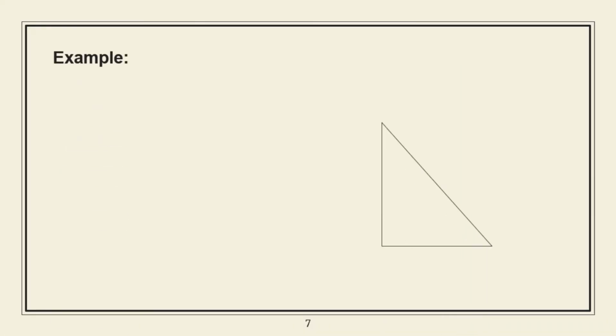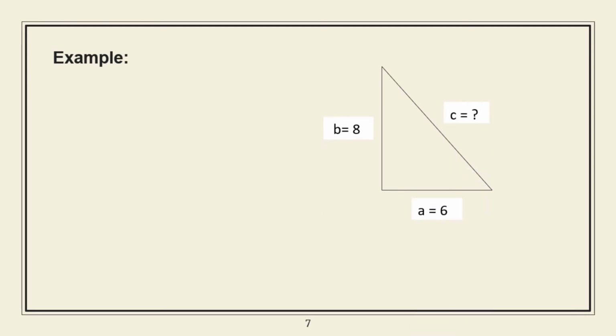Let's have another example. Given a right triangle, the other two sides are 6 and 8, and the longest side is missing. Since the longest side is missing, our formula will be C squared equals A squared plus B squared. So, we are going to substitute. Your A is 6, B is 8. So C squared equals 6 squared plus 8 squared. C squared equals 36 plus 64.